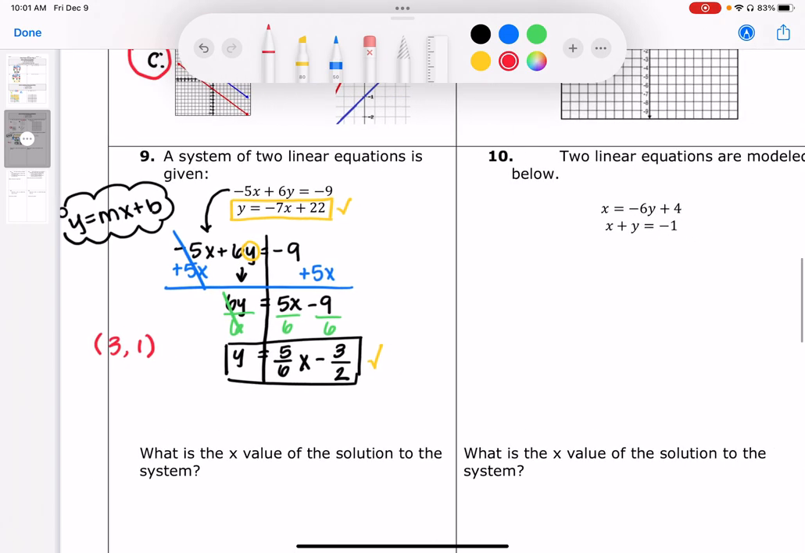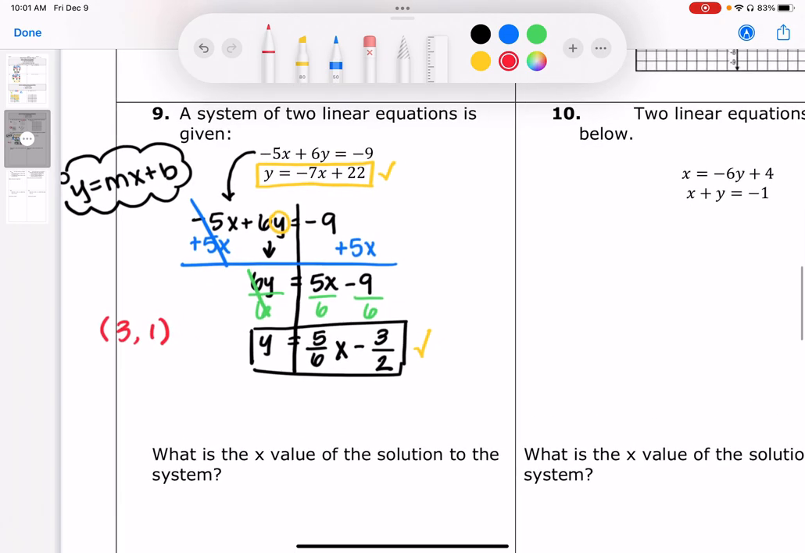But when I look at my question, it says, what is the x value of the solution? So when I look at my solution, I have an x here and a y here. The x value of my solution is actually 3. So my answer would be 3.